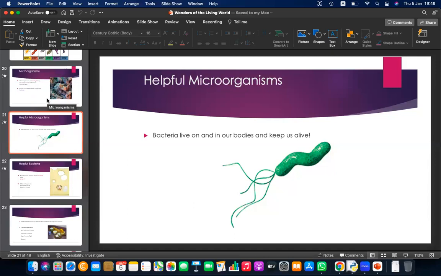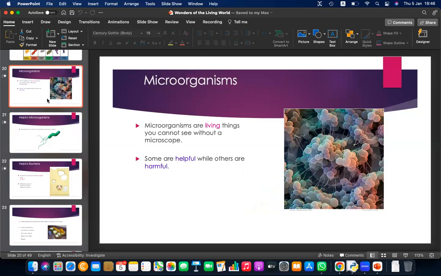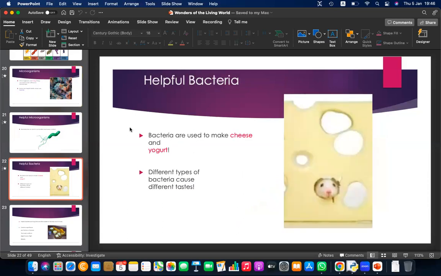Let's see. So especially I said about the yogurt production. So some are there, they are helpful. They help us make cheese and yogurt, right? These bacteria are good bacteria. So their name is lactobacillus category, and they are kind of good bacteria, right?